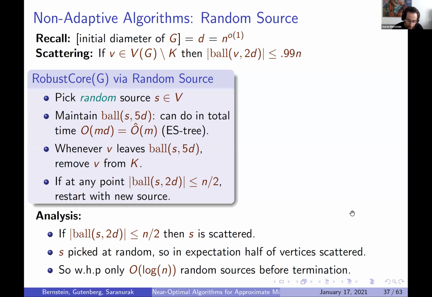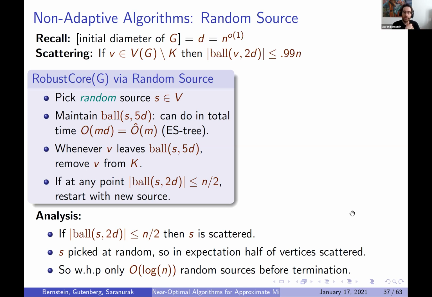And now here's the key thing. We picked our source at random. So if the source became scattered, if it became far from much of the graph, then in expectation, half of the vertices in the graph must have become scattered, because the adversary has no idea what the source is. So if it wants to scatter the source, in expectation it has to scatter about half the vertices in the graph. So with high probability, after log n sources, you scatter half the vertices each time, and everything will be scattered, and you can terminate.